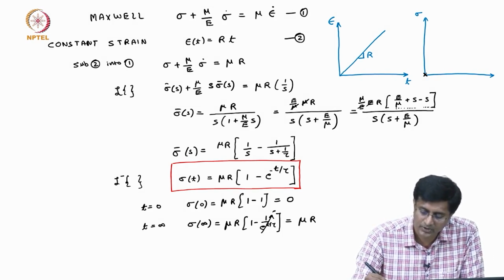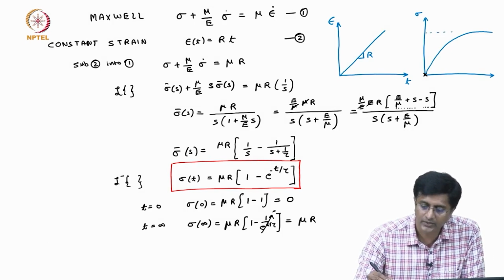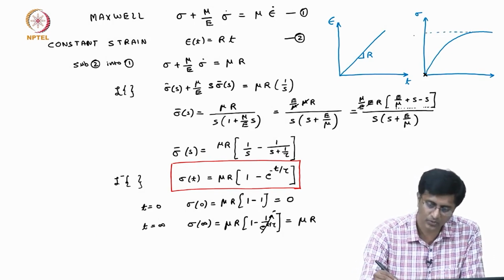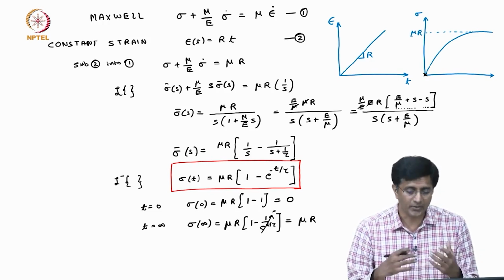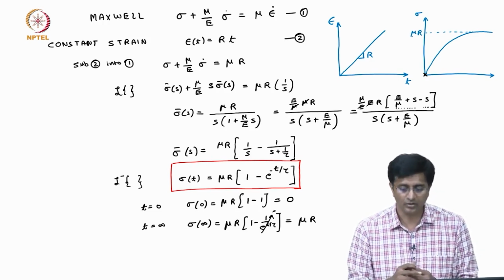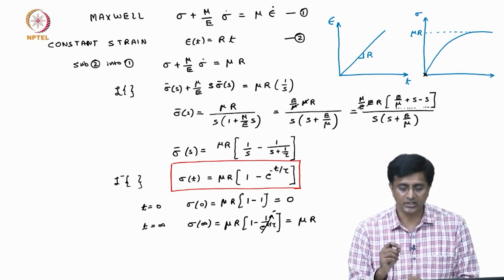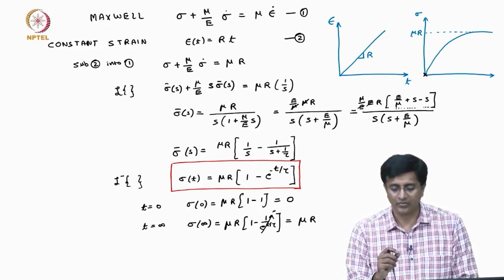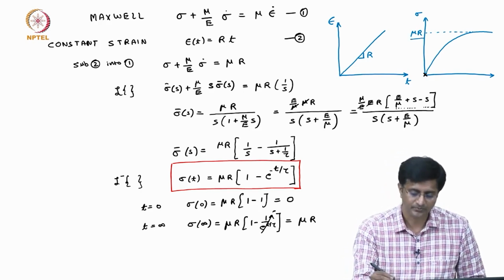So, this should be starting from 0, and at time t equal to infinity it approaches a constant, and that constant is given as mu r. So, in this slide we have seen for a Maxwell model, when you apply a constant strain load, the stress response is instantaneously 0, and finally towards the end it reaches a constant given as mu r.